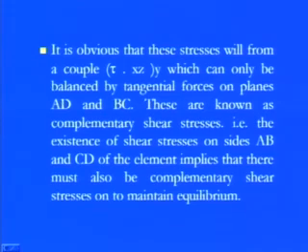These are known as the complementary stresses. We can say that the existence of shear stresses on the sides AB and CD of the element implies that there must be counterbalancing shear stresses, and those are known as the complementary shear stresses, on the other side of the element to maintain the equilibrium. So this is one form of the shear stresses. If sigma is the shear stress, then sigma dash is the complementary shear stress induced on the planes AD and BC.